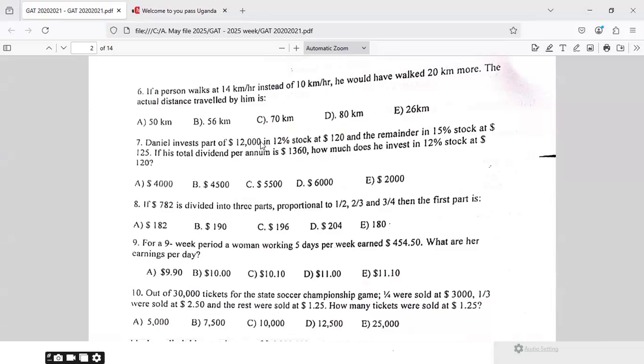Okay, let's look at question 6. If a person walks 14 kilometers per hour instead of 10 kilometers per hour, he would have walked 20 kilometers more. The actual distance traveled by him is... and people are like, this one is hard. It's not. We are now going to try it out and see how best we can manage it.